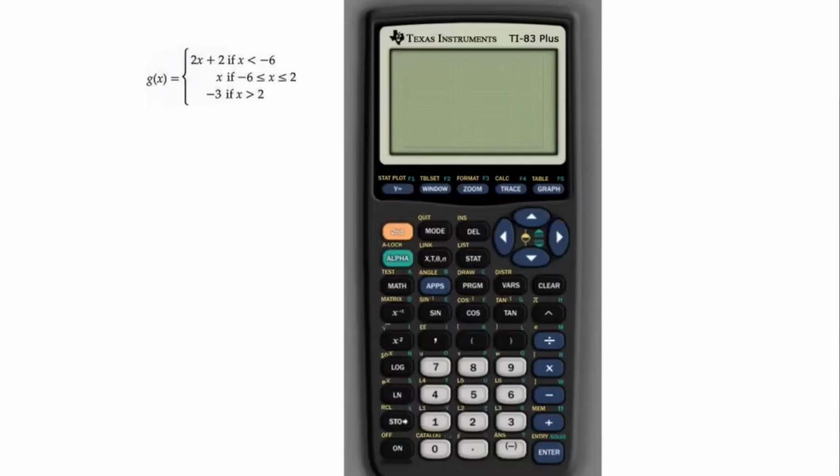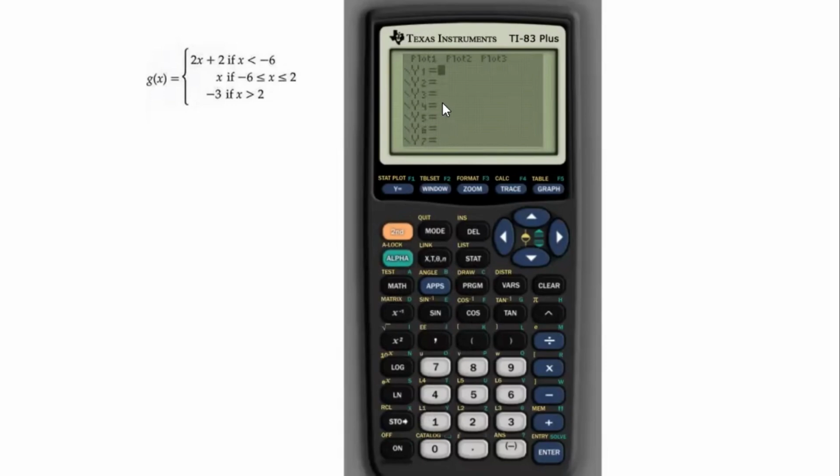Hello. In this video, we're going to discuss how to graph a piecewise function in the TI-83 calculator. This method can also be used in the TI-84 calculator. The first step is to press the on button to turn the calculator on. Then we press Y equals.